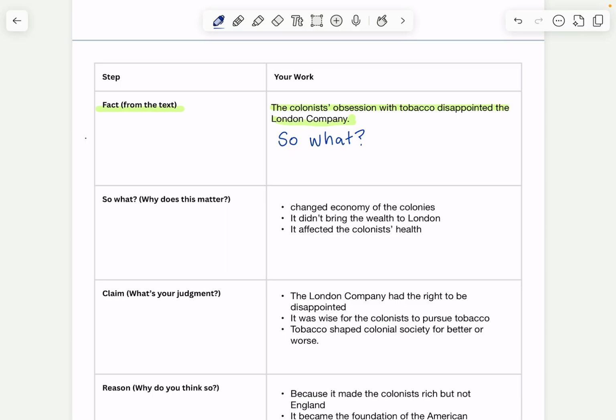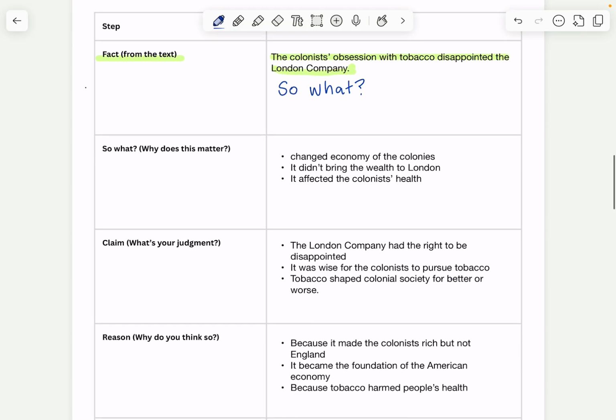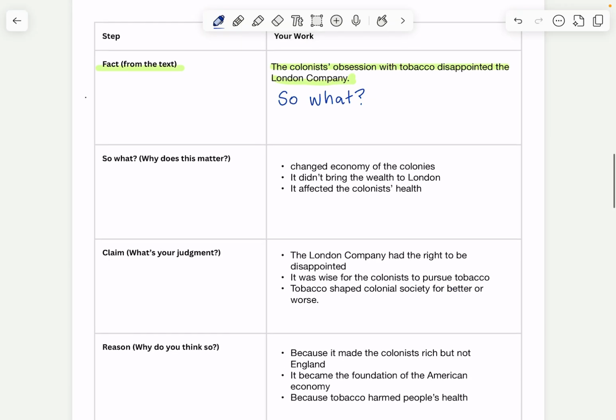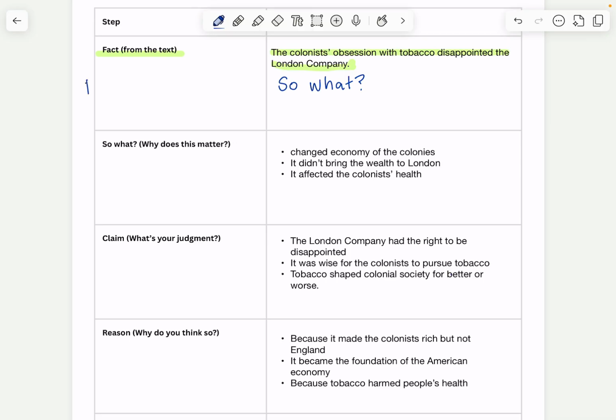Finding the fact might take a little bit of time. Once you have your fact, you move on to the so what, or why does this matter? Why does your fact matter? Remember, guys, we have to do it in this order, chronologically, because you're always looking at the one above, the one that you just did. So for the so what, we're looking at the fact.